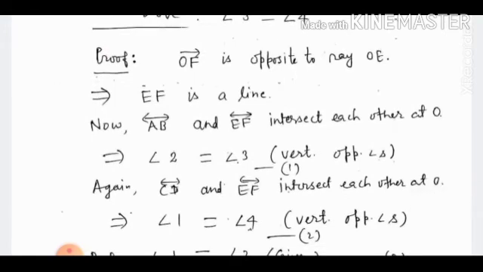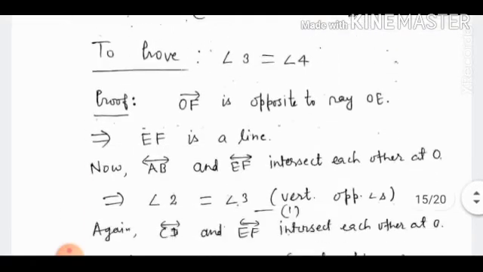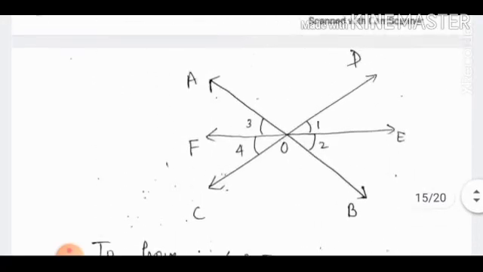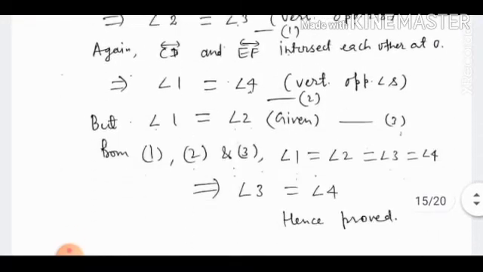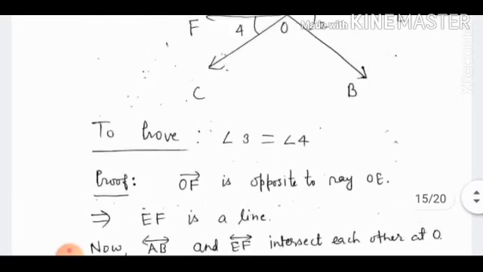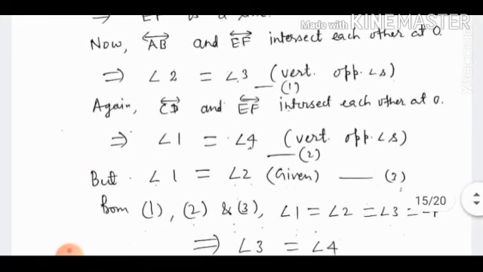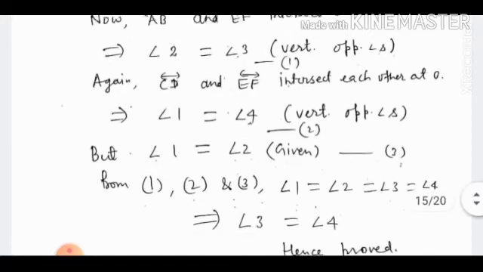Again, line CD and line EF intersect each other at O. This implies that angle 1 is equal to angle 4, these are vertically opposite angles. This is equation 2. But given angle 1 is equal to angle 2, so from 1, 2 and 3 you can see angle 1 is equal to angle 4 and angle 4 is equal to angle 2 and angle 2 is equal to angle 3. So angle 3 is equal to angle 4, which was to be proved.